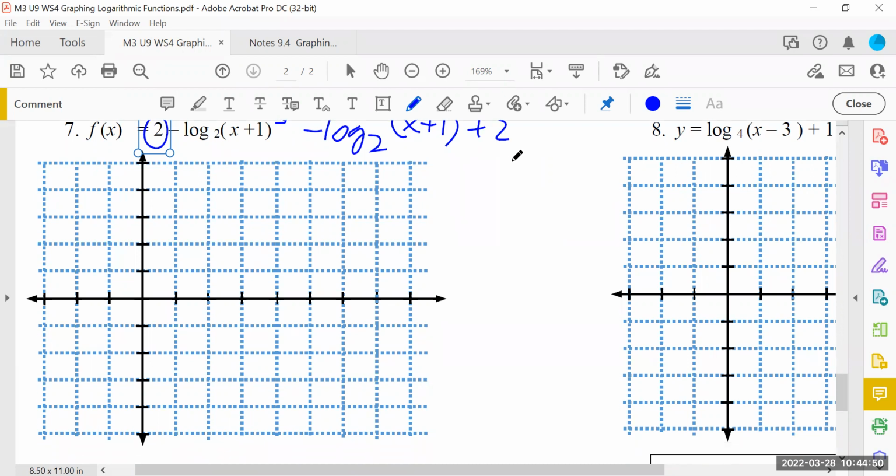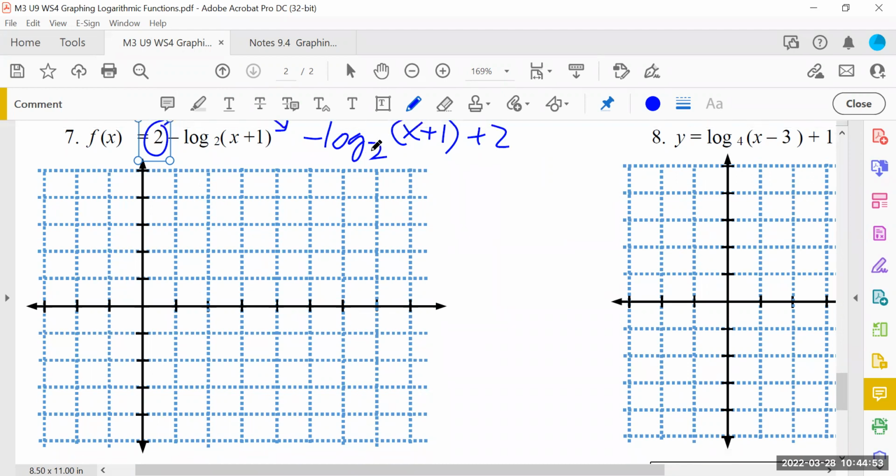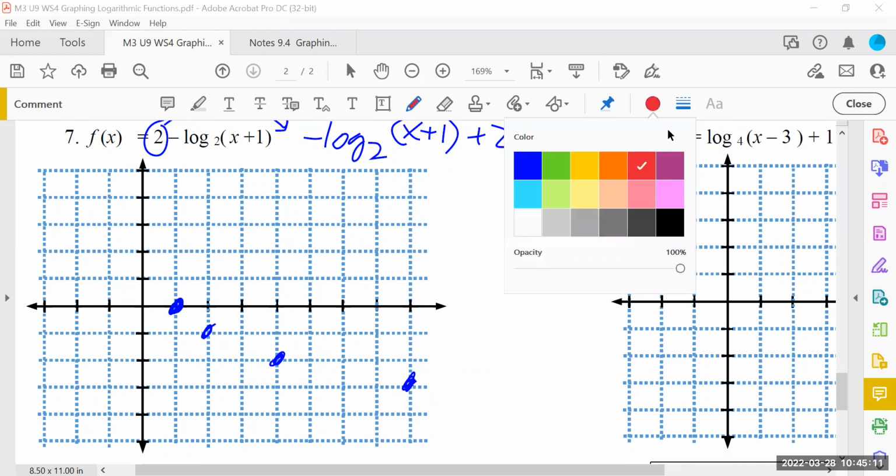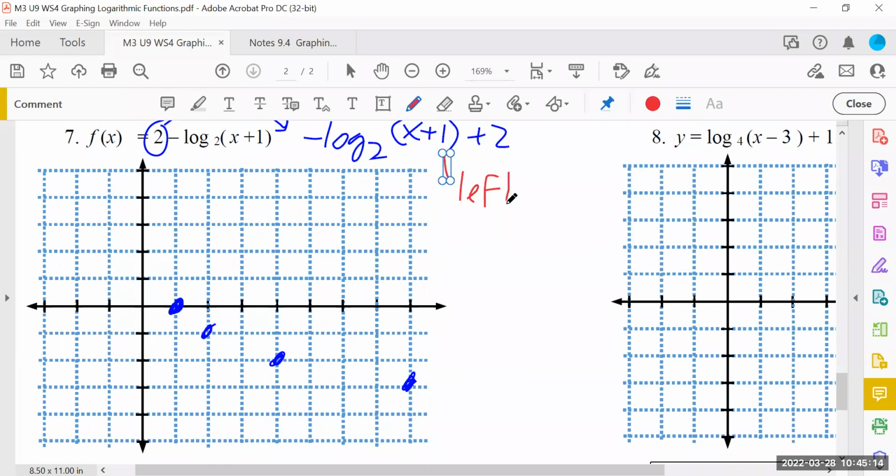So now when I graph this, log base 2, so I'm going to have 1, 0. And then I should have 2, 1, but the negative is going to make it 2, negative 1, 4, negative 2, 8, negative 3. And then shift all those points left 1, up 2. Left 1, up 2, for each point.